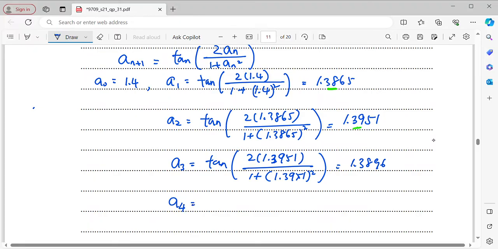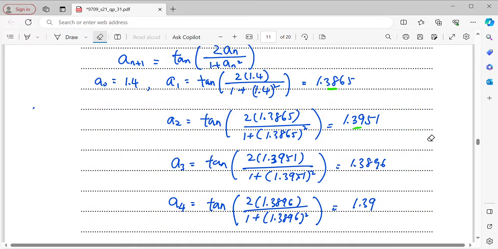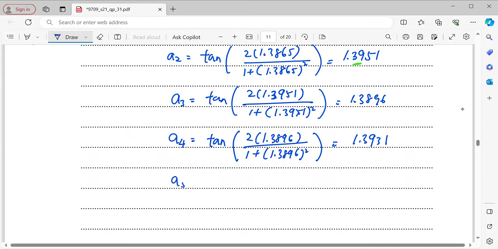So A4, this is going to be 1.3931. Okay, so let's do another one. A5. This is going to be 1.3909.